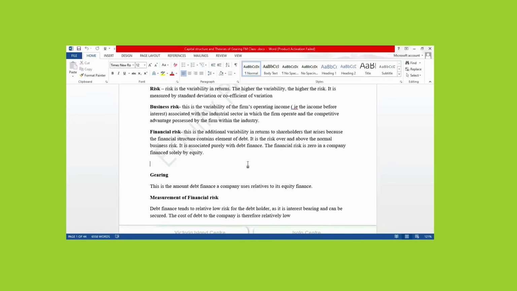And I said, if a company borrows too much money, if your level of debt is more than equity, in that case, the company will be classified as highly geared. If your level of debt is greater than the amount of equity, such company will be classified as highly geared. If your level of debt is lower than equity, such company may be classified as lowly geared.